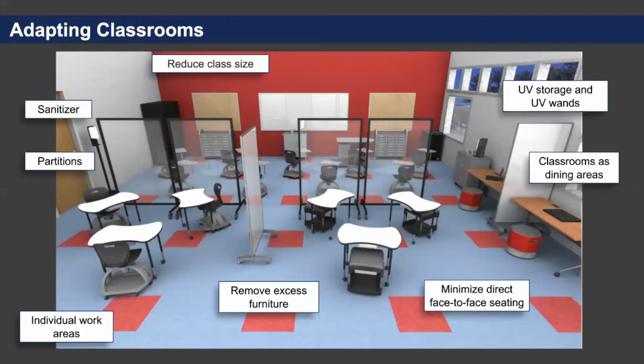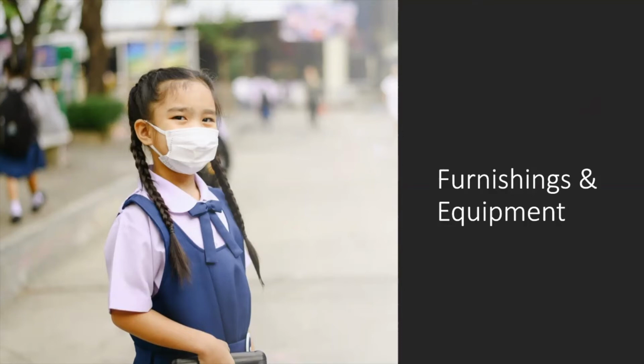Consider having your classrooms also double as dining areas, where students can have individualized, prepackaged meals delivered or picked up and brought to the classroom. Lastly, consider opening doors and windows as much as possible to constantly circulate new air into the room. Now, let's focus on specific products and how they promote social distancing and increased hygiene.